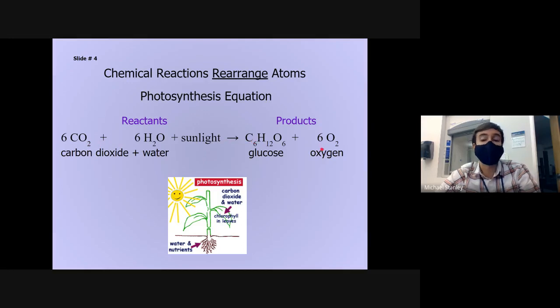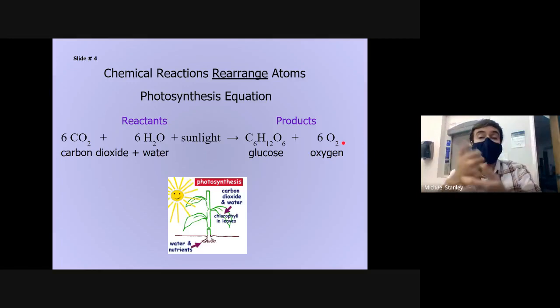They're bonded to each other in different ways over on the product side, right? That's what makes it a new substance. We changed around those chemical bonds. We broke some covalent bonds. We added on some covalent bonds. And so now we have a big glucose molecule and some leftover oxygens.